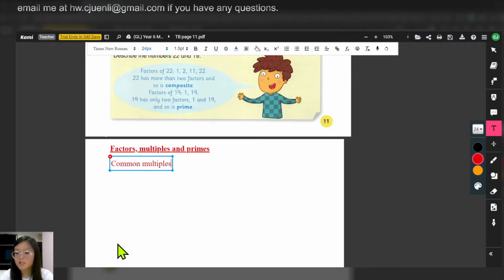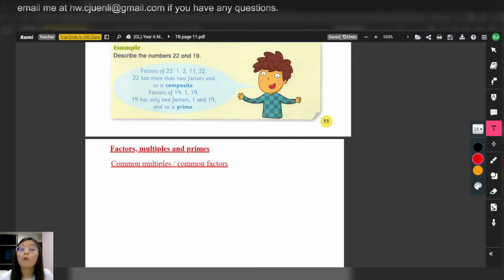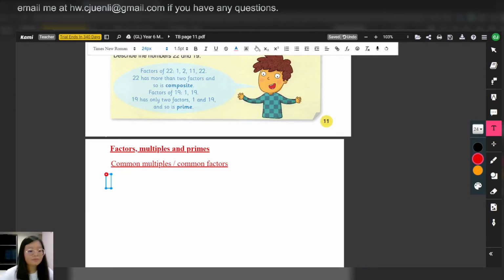Sometimes in the questions you see, please find the common multiples or please find the common factors. So you can write both down so that when you're doing a revision, you'll somehow remember, oh wait, they're the same thing. So you don't have to worry so much about it. For common multiples or common factors, we need to have a list of numbers. Then we find out what are the same numbers that both numbers have.